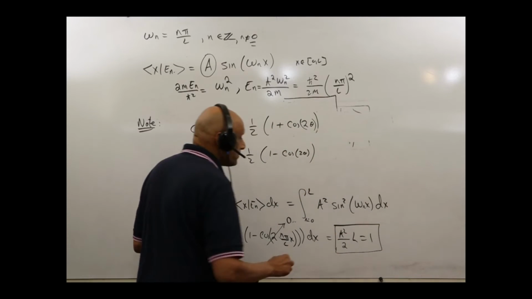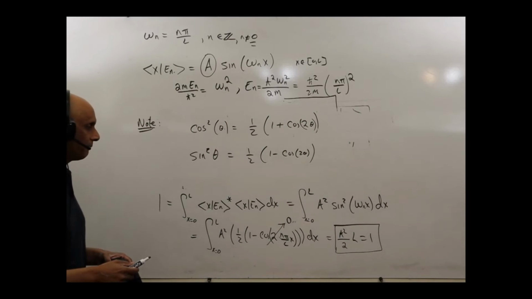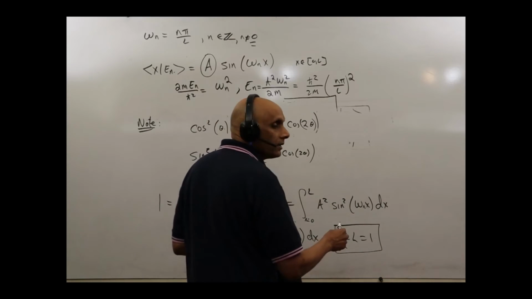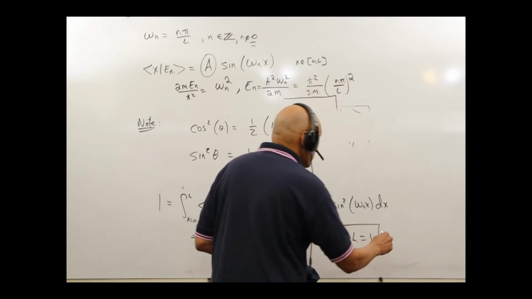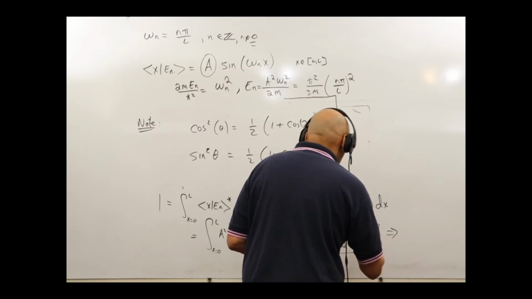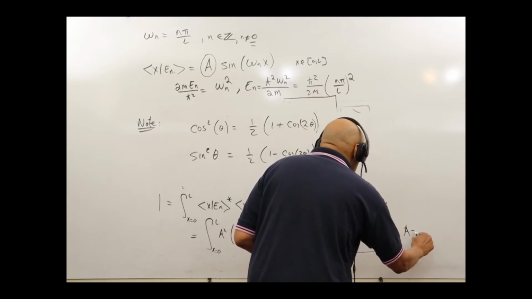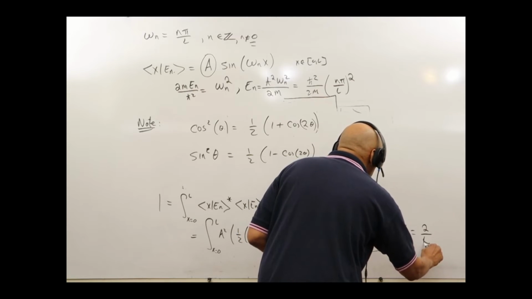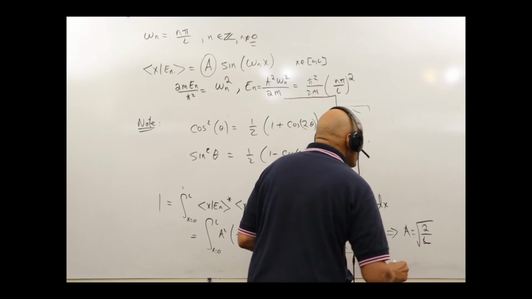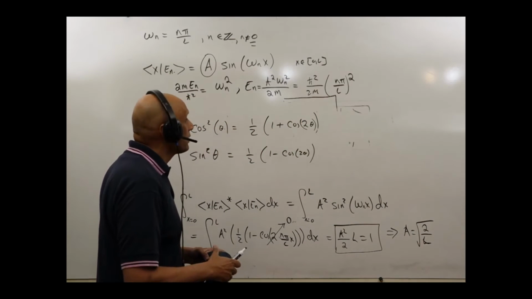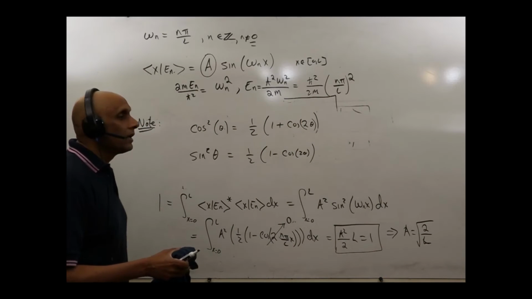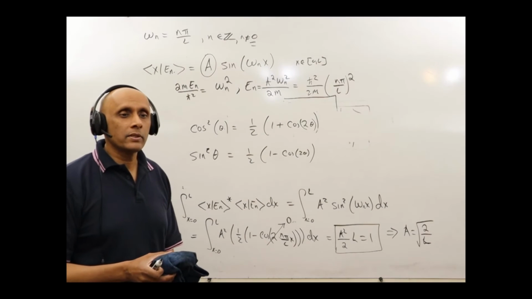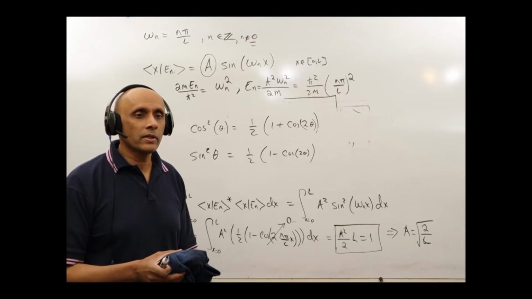Hopefully I didn't lose anybody. So it's a squared L equals 1, and A is equal to the square root of 2 over L. There is a plus or minus, but I'm not going to worry about it because we don't measure quantum amplitudes in quantum mechanics. What we measure is the probability.